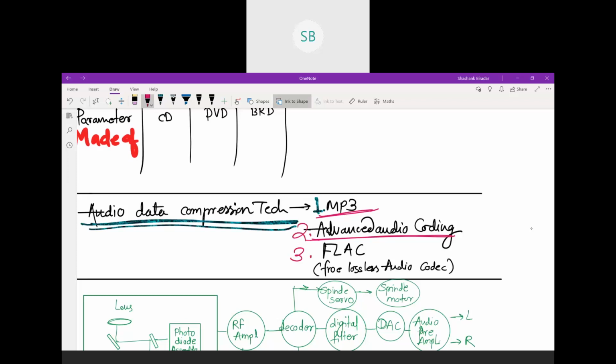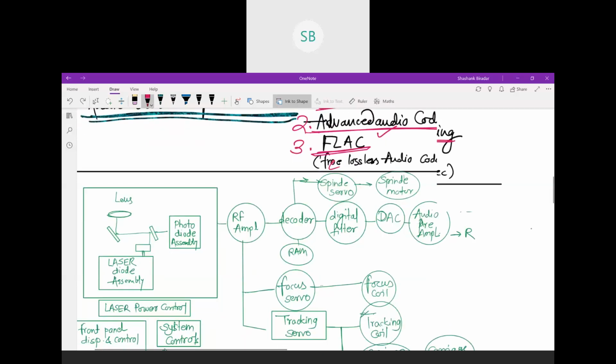The third one is FLAC. The FLAC technique is used, that is free lossless audio codec. Okay, so these three techniques, which are those? MP3, advanced audio coding, and free lossless audio codec, FLAC. So these three techniques can be used for the audio data compression.